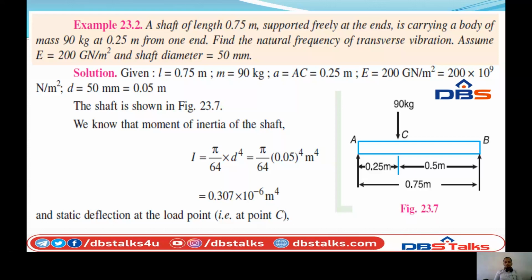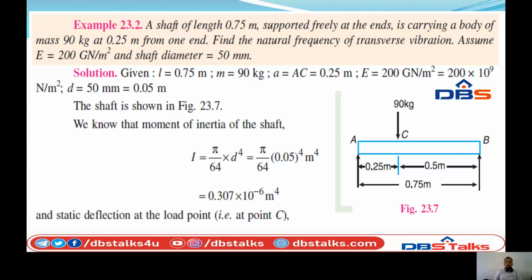Since it is freely supported at the ends, the ends are free, but it carries a load at a distance of 0.25 from one end, with a load of 90 kg. So in the diagram, if you see, there is no fixed end and no UDL, only freely supported ends, and 90 kg is applied at 0.25 from A.